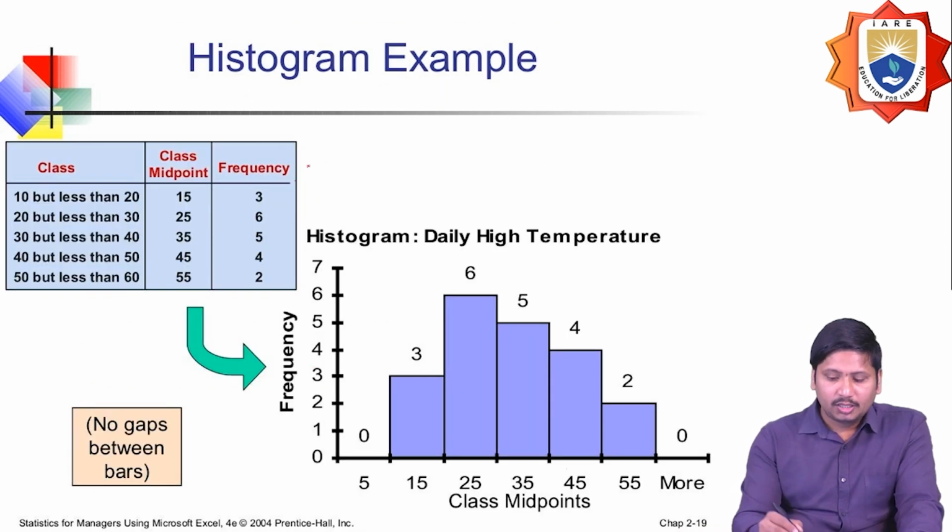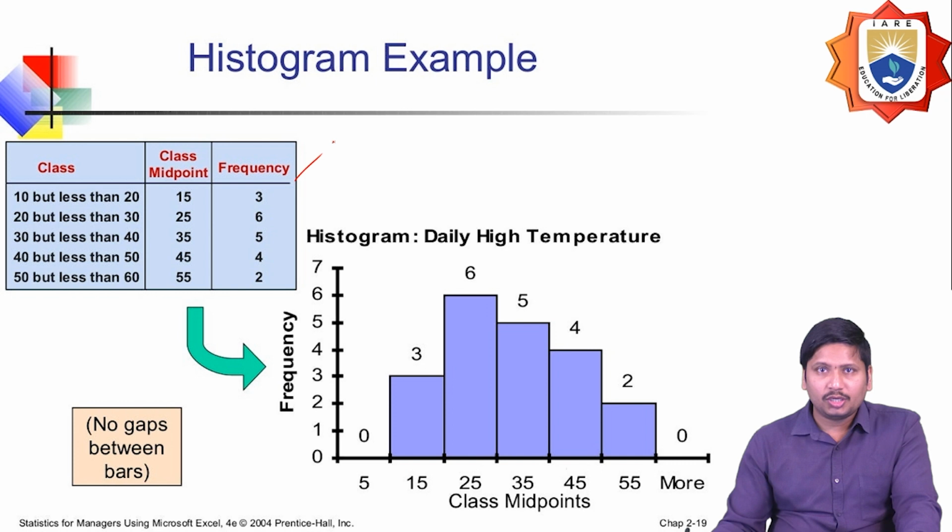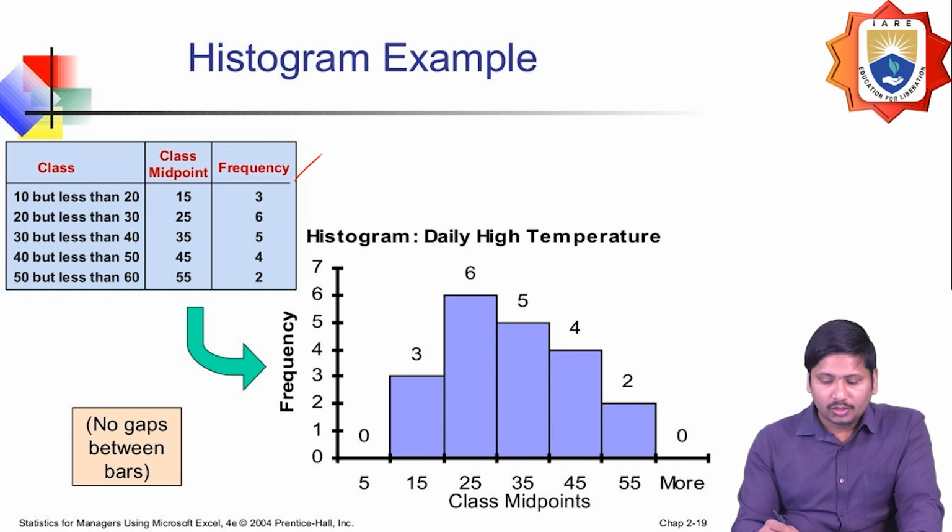So once that is done, let me show how to construct this histogram. This is the data we have here, and from this we have to construct the histogram. Let's take a horizontal axis and a vertical axis. On the horizontal axis I'm taking the class midpoint, that is 5, 15, 25, 35, and the frequency I'm going to take on the y-axis.